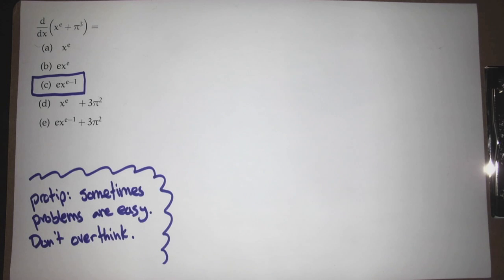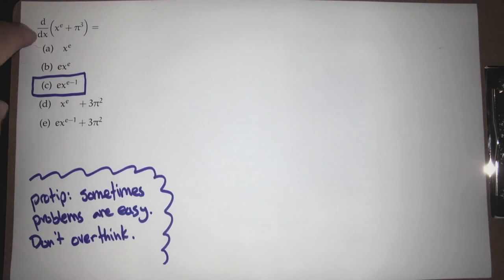Well, what are we taking the derivative with respect to? The answer is we're taking it with respect to x. That's what this notation means, the derivative with respect to x. What is pi cubed with respect to x? Well, pi cubed is a constant, and the derivative of a constant is 0.